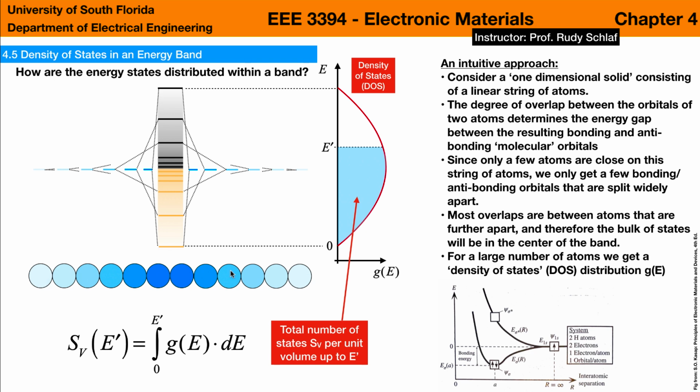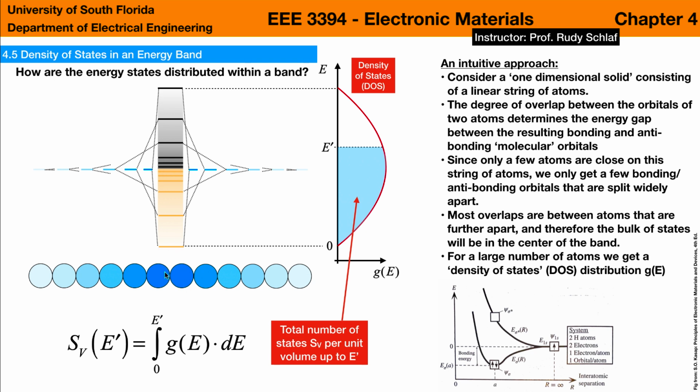Let's consider a string of atoms that form a solid and react with each other. And so you know now that atoms that are close together form bonding and anti-bonding states, and these two states have a sizable energy gap in between them. Now, if the atoms are further apart from each other, you also know from these energy curves that you saw earlier that the bonding and anti-bonding orbitals will be closer together, right? If we have a larger distance between them, then the anti-bonding would be up here and the bonding would be down here. So we get states that are much closer together around the center of this band here.